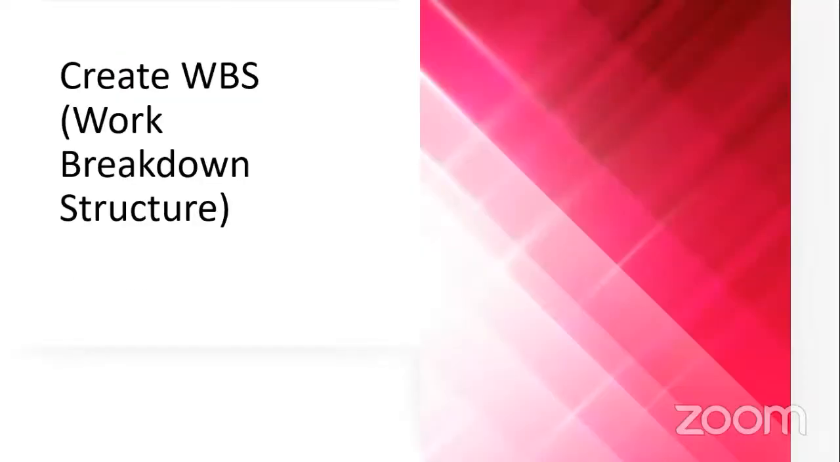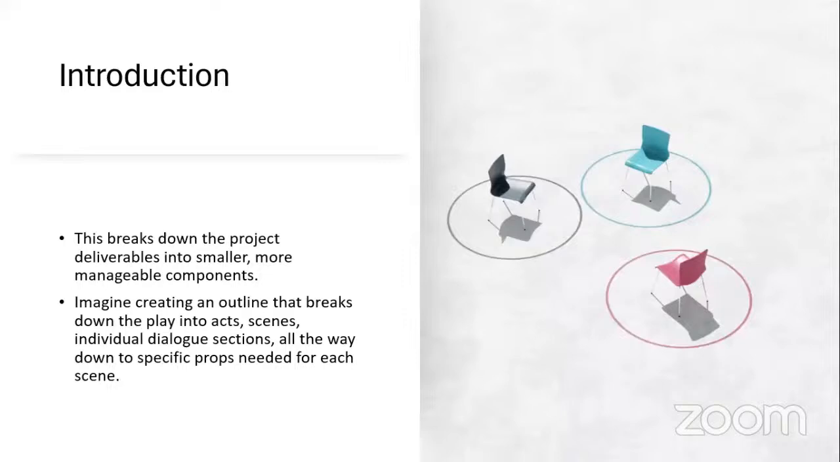Now, the next process we'll look at is the create WBS. Create WBS, that's work breakdown structure. This breaks down the project deliverables into smaller, more manageable components. Imagine creating an outline that breaks down the play into acts, scenes, individual dialogue sessions, all the way down to the specific props needed for each scene. This is what your WBS is doing.